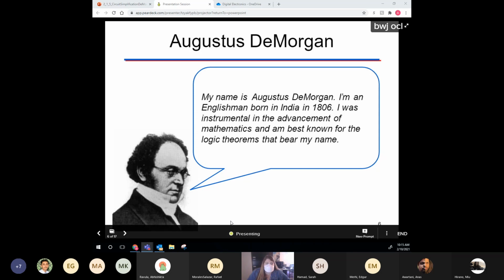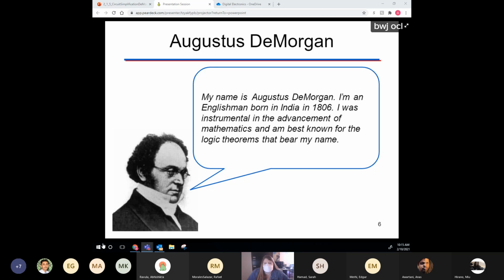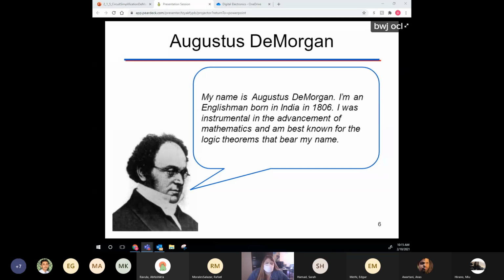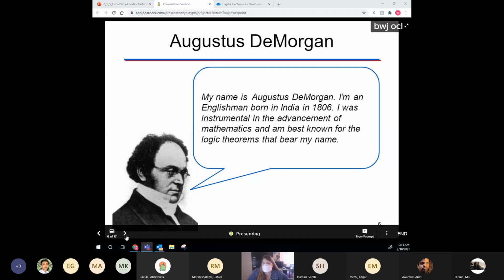DeMorgan's theorems come from this old white guy, Augustus De Morgan. He was an English guy who was born in India, so that means he was a colonizer. And he came up with these theorems. So, giving him a little credit.